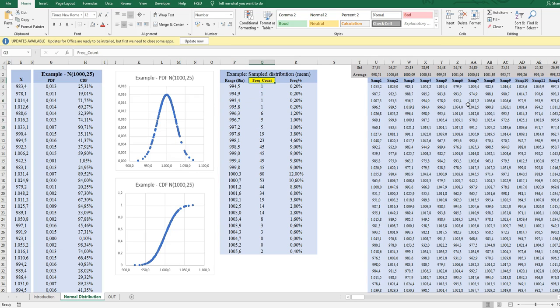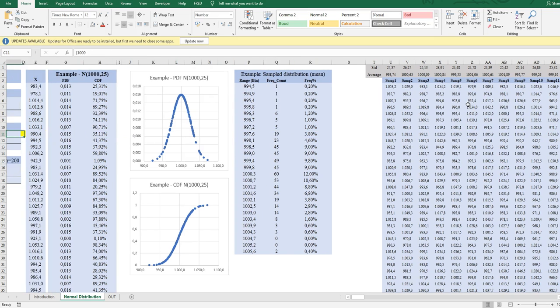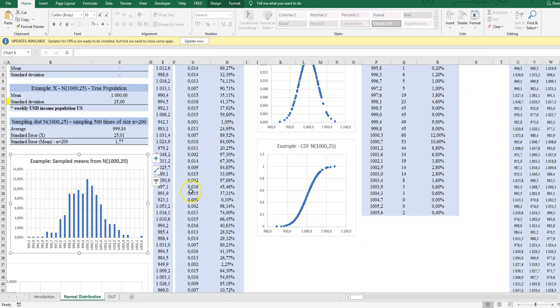So a normal count histogram here, and here are the associated frequencies, and we see that as we get closer and closer to the mean, we have the highest probabilities. And here we have actual probabilities and not densities, because we are in a discrete universe. And this leaves us with this result, and we see some bell-shaped pattern.